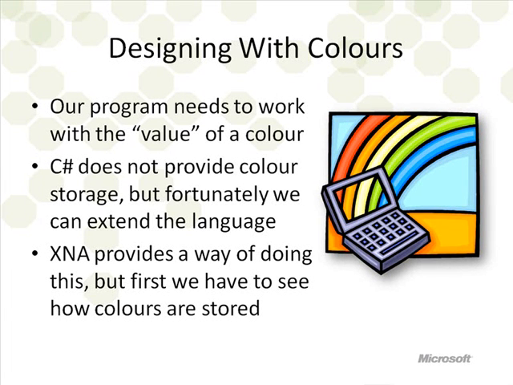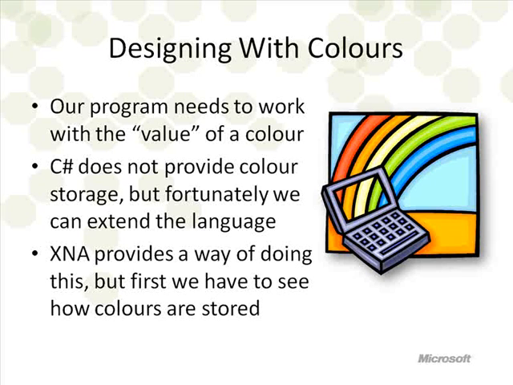Our program needs to work with the value of a color. Now at this point we're trying to separate out what C# is, which is this language that lets you write programs, and what XNA is, which is this framework that uses the C# language to make games work. C# doesn't know anything about colors because it's thinking purely in terms of numbers, strings, floating points and all kinds of other good stuff, and it doesn't really have anything specific as a color built in. But XNA does have this built in, and that's what we're going to use.